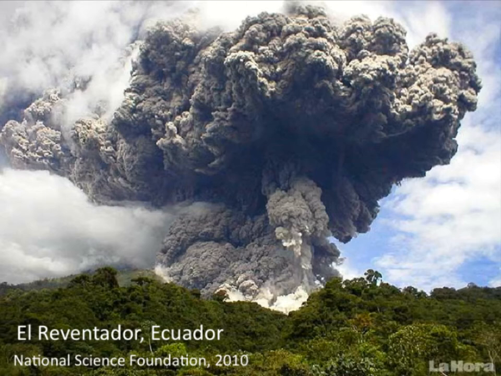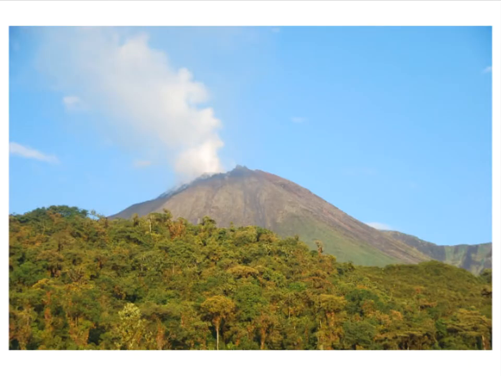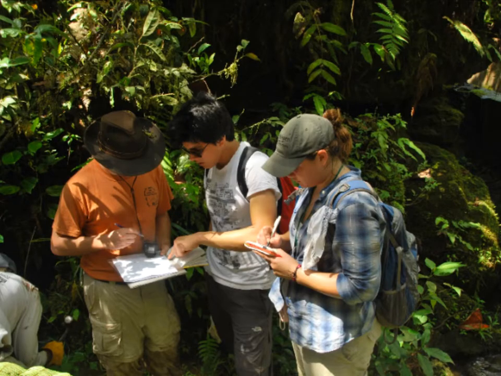This is 2002, El Reventador in Ecuador. This took people by surprise. No one was expecting this eruption. 4 years later, the National Science Foundation funded an expedition led by me to go back to Reventador volcano and figure out what happened and if this volcano is still a threat. This is the volcano today. It is right now still active.